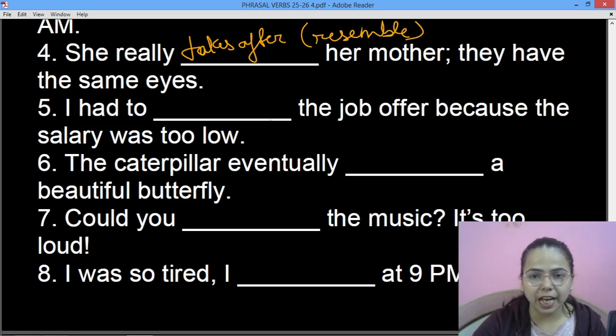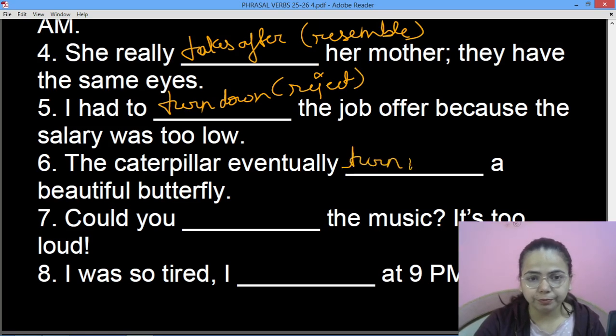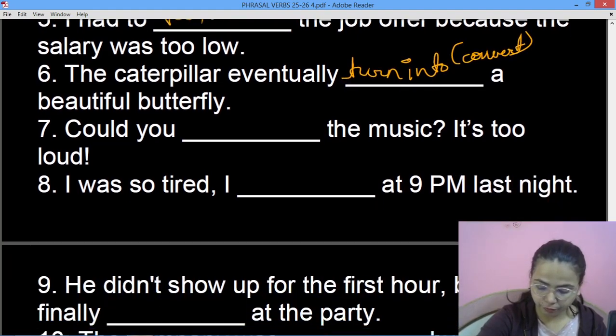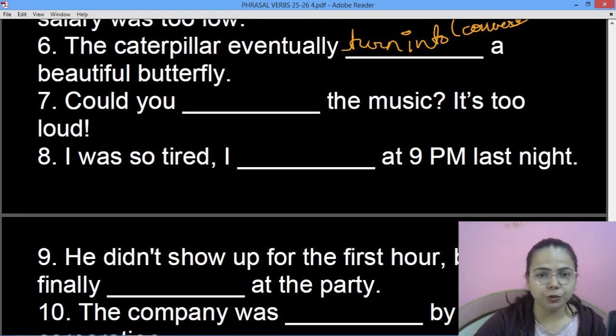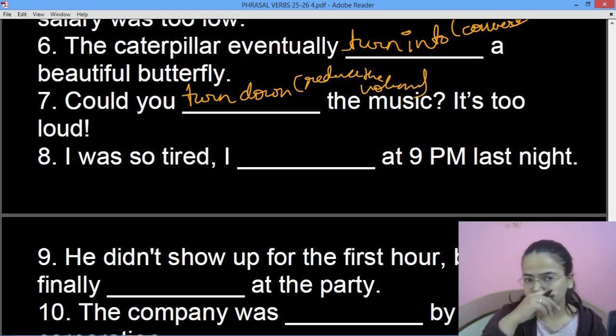Then I had to turn down the job offer because of the salary. I have to turn down. That is to reject. ये भी बहुत पूछा जाता है. ठीक है, that is why I remember. Then sixth one is the caterpillar eventually turns into, means to convert. Then seventh, turn down, could you turn down, means to reduce the volume of something. Reduce the volume of something, it's too loud.